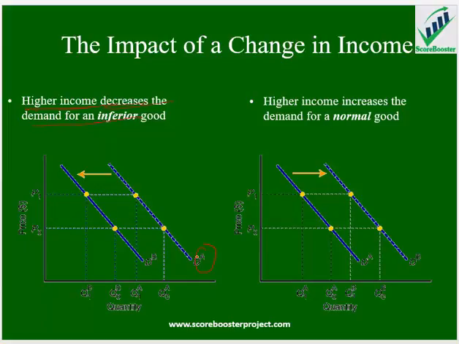You can see this is my demand A, it goes to B, because this product is an inferior product. That's the summary. However, higher income increases demand for normal goods. When I have A here, I will go to B. This is a normal product. Take note of that, please.